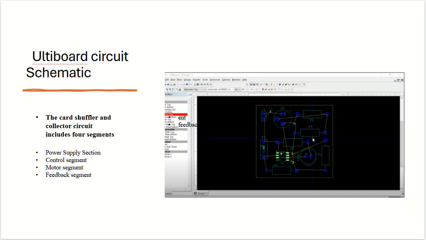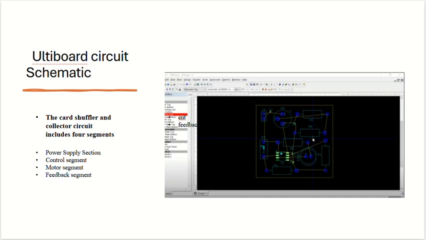And the card shuffler and collector circuit includes four segments: power supply section, control section, motor section, and feedback section. An automatic card shuffler collector system is consistent of four key parts. The first one is the power section. It provides stable voltage for the system, with a DC power supply, 12 volt or 24 volt for the motors, and a 5 volt regulated supply for the microcontroller. The high frequency decoupling capacitors ensure clean voltage, preventing noise from affecting the motor and sensor.